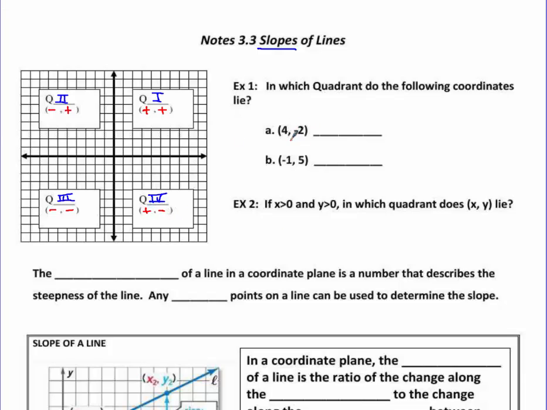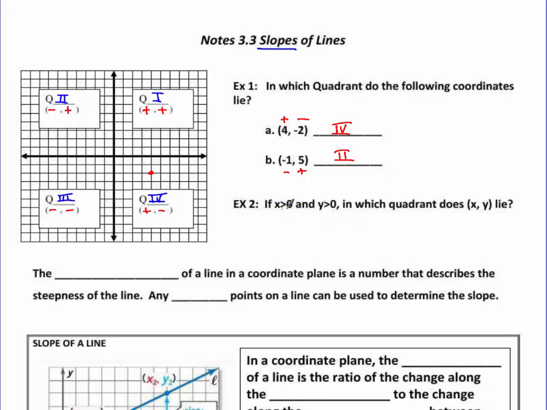So when we have a question like this that says, in which quadrant do the following coordinates lie? (4, negative 2), well, 1, 2, 3, 4. Negative 2 is right here, and that lies in quadrant 4. Now we can tell that without even using the graph because we see that it's positive, negative, and that's the pattern quadrant 4 follows. So if we look at B, it says (negative 1, 5). Well, that's a negative, positive, that falls in quadrant 2. So even without the graph, we can find these.